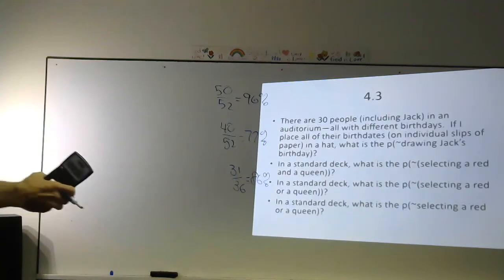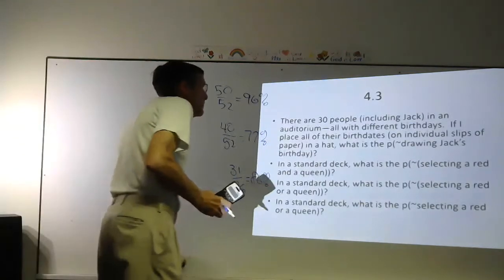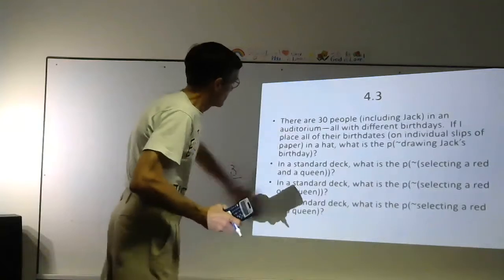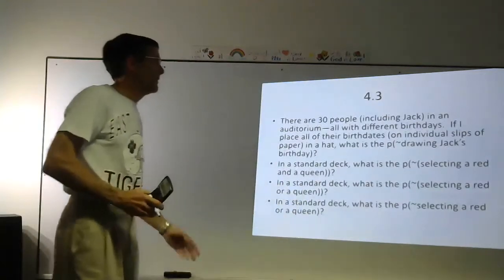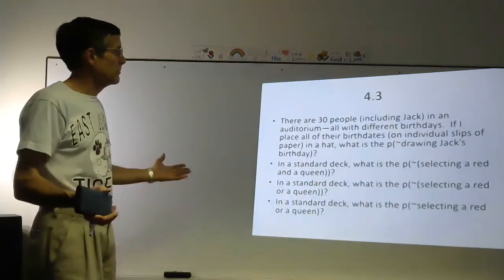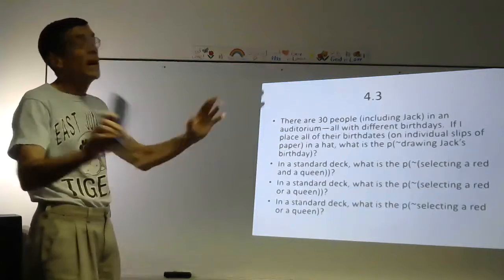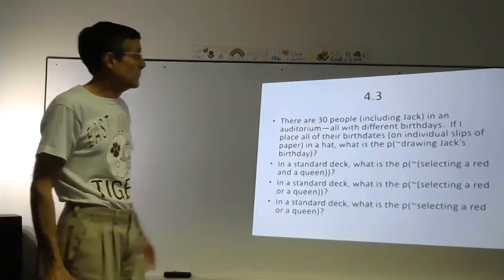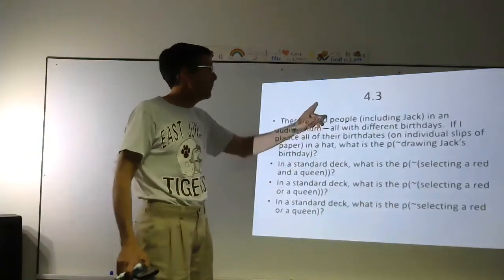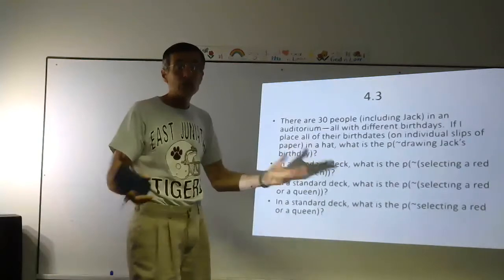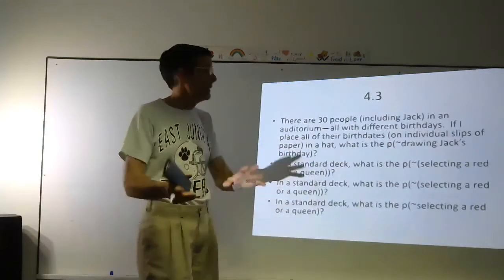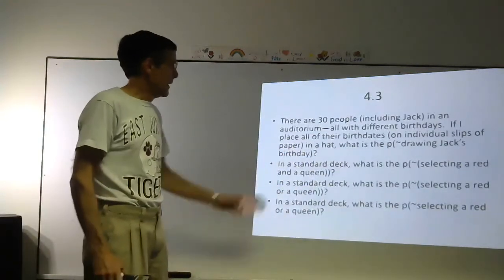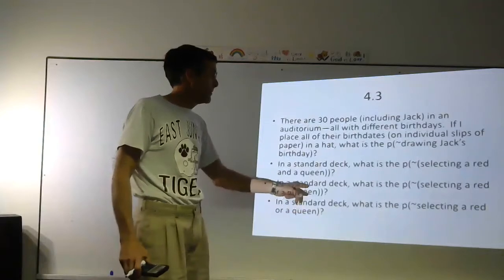30 people in an auditorium, including Jack, all with different birthdays. If I place all of the birthdays on individual slips of paper in a hat, what's the probability of not getting Jack's birthday? Probability of getting it would be 1 out of 30, so subtract: 29 out of 30 of not getting Jack's. All right, these are a little tricky. Let's take our time on these.